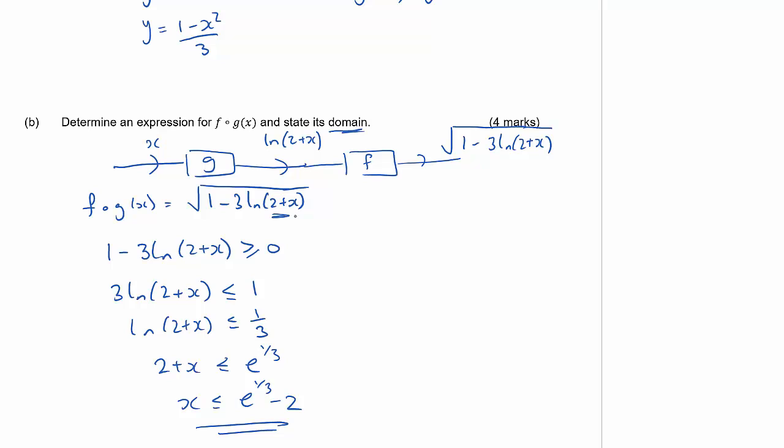But the other thing is we can't have a negative under the logarithm, or even 0. So what we must have is that 2 plus x is greater than 0, and therefore x is greater than negative 2. So we must have that x is greater than negative 2 and less than or equal to e to the 1/3 take 2.